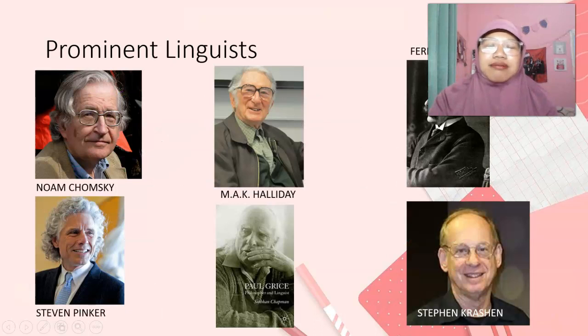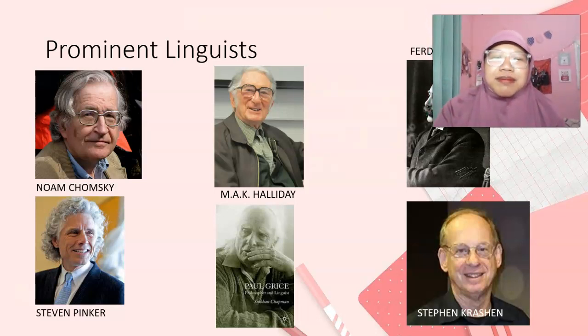And here are some prominent linguists that you might encounter a lot during your study in this department. Noam Chomsky, the founder of universal grammar, and then Halliday, the father of systemic functional linguistics, and then Ferdinand de Saussure, who is famous for, okay, here's his clearer face. Ferdinand de Saussure is famous for the signified and signifier, and Steven Pinker, who is famous for the innateness theory.